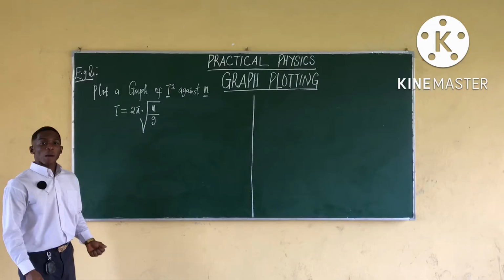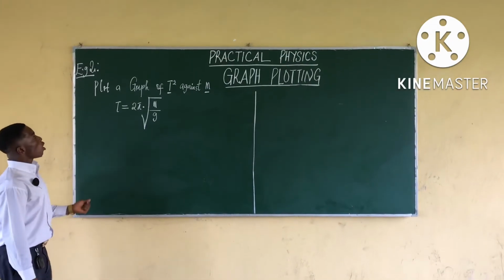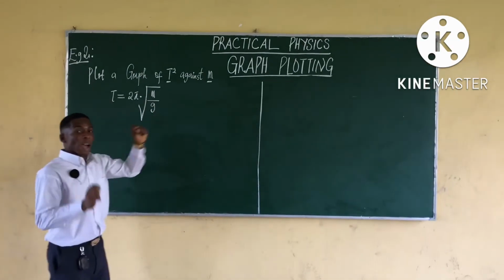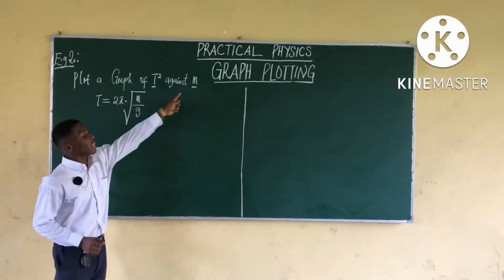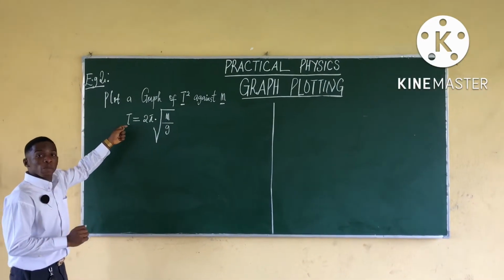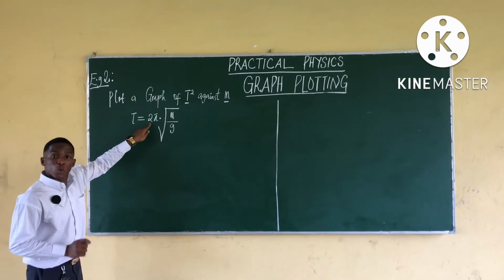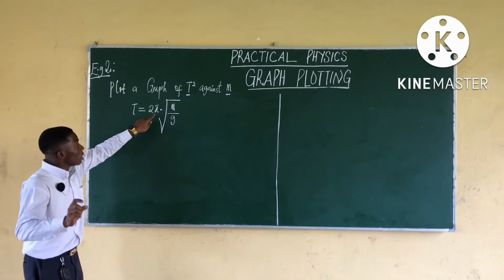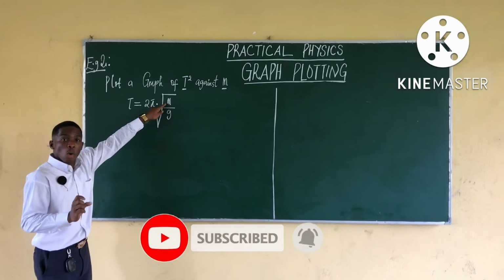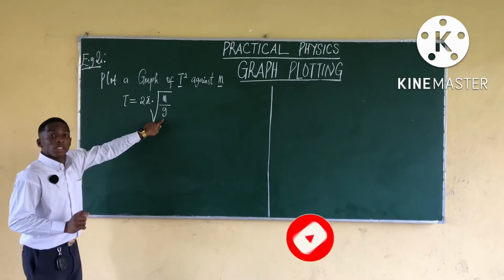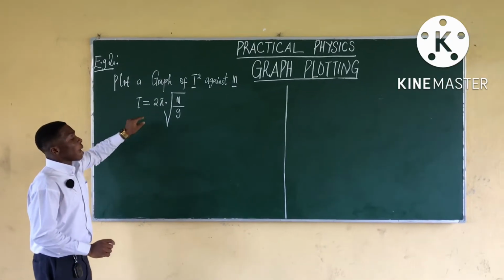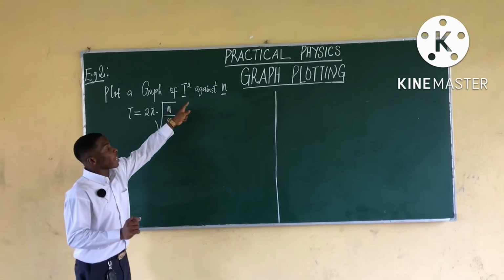Example 2. I am asked to plot a graph of T squared against m, and I'm given a law that T, which means period, is equal to 2 pi, where 2 pi is one revolution, times the square root of m over g. m represents the mass of the pendulum ball, and g is acceleration due to gravity. I'm given this law and I'm asked to plot a graph of T squared against m.